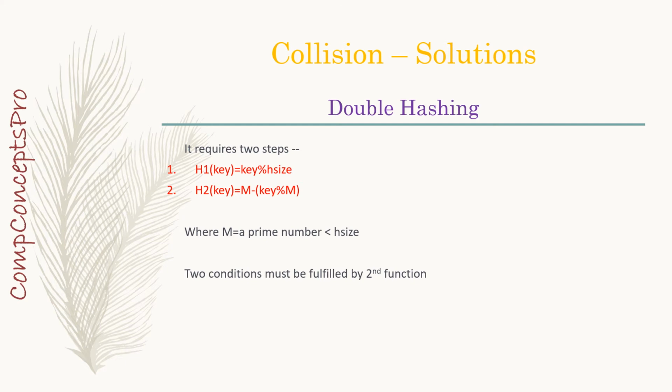Now, our second formula should follow these two conditions. Firstly, it should never give the result 0, and it should be able to probe all the hash table slots so that whenever there is an empty slot available, we can store our data.